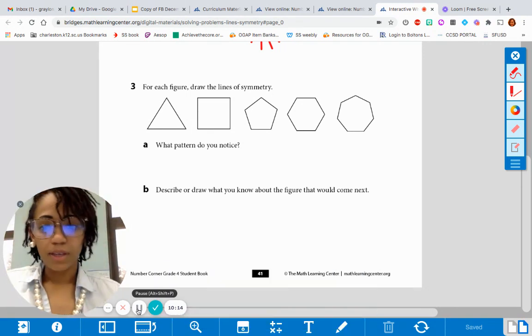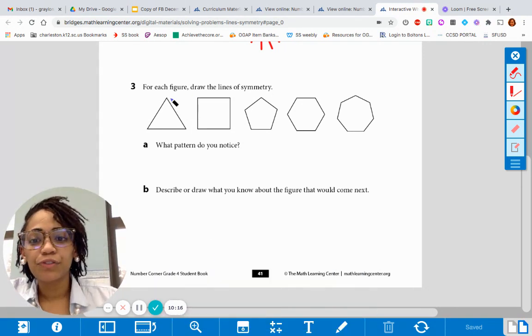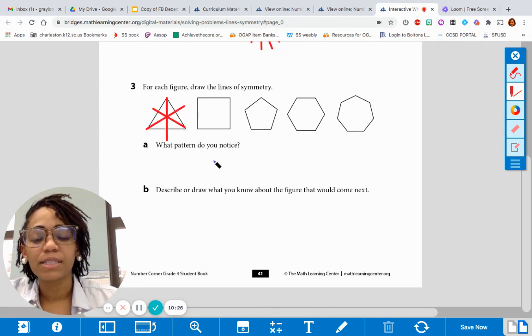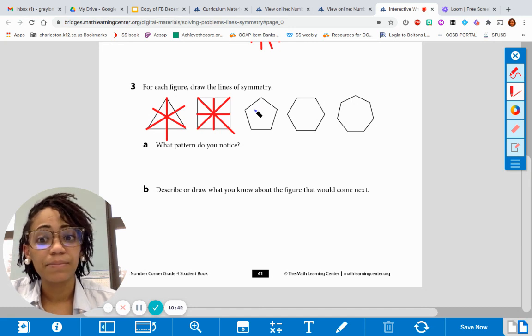Let's review. How many lines of symmetry for the triangle? Same one that we did earlier, 3. So here's 1, here's 2, and here's 3. 3 lines of symmetry. How many for our square? 4 lines of symmetry. 1, 2, 3, and 4. How about for our pentagon?